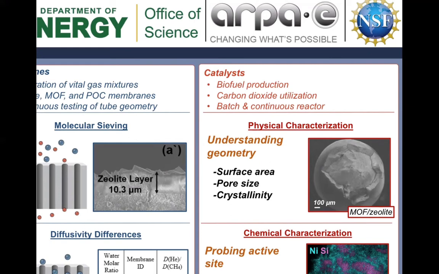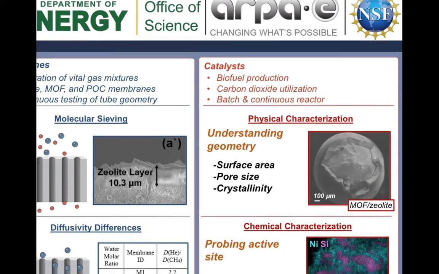So here's an example of one of the materials we synthesized, which was a zeolite bead with a metal organic framework layer on the outside. And this material had high performance for the conversion of a fatty acid into an alkane liquid fuel. And so the key pillars of catalysis are first characterizing the material physically, and that includes pore size, pore geometry, and crystallinity, which can be elucidated through isotherms and through diffraction experiments.